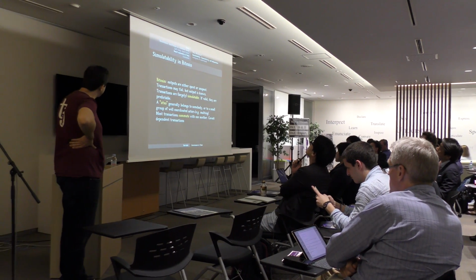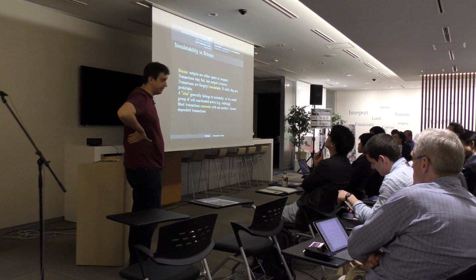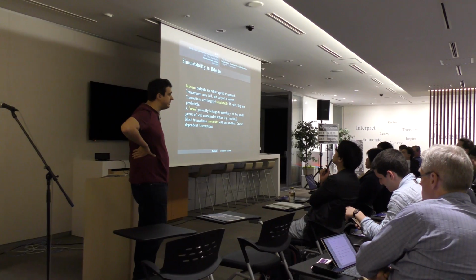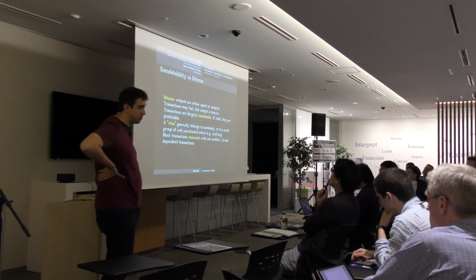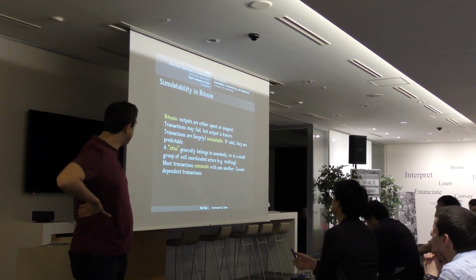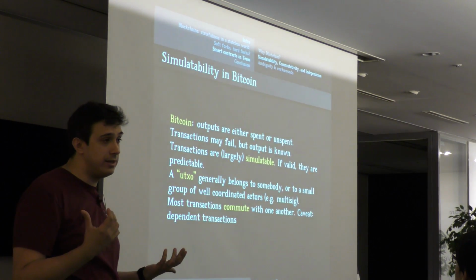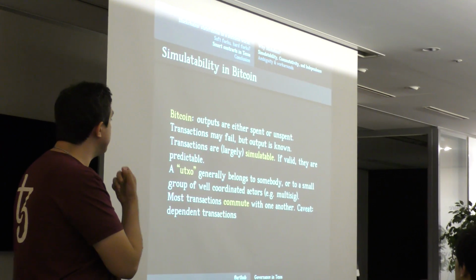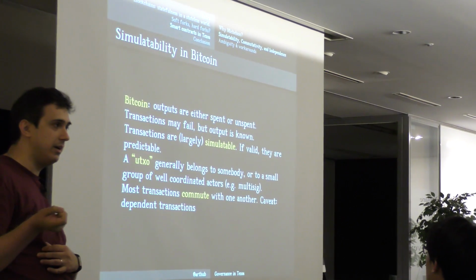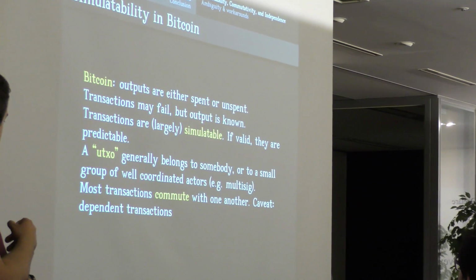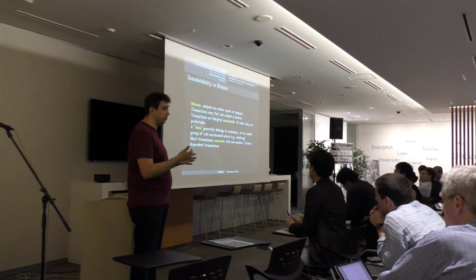Okay, and so last part of my talk, I'm going to talk a little bit about a concept I called simulatability. And simulatability is the ability to know what's going to happen when you send a transaction to the system. And in Bitcoin, that works great because outputs are either spent or unspent. And so if I send a transaction, maybe it's going to fail, but if it succeeds, I know exactly how it's going to succeed. I know exactly what the next output is going to be. And so as a result, you can simulate your transaction.